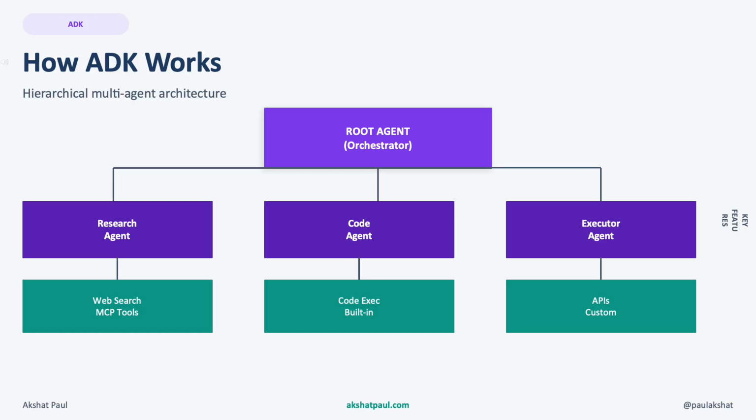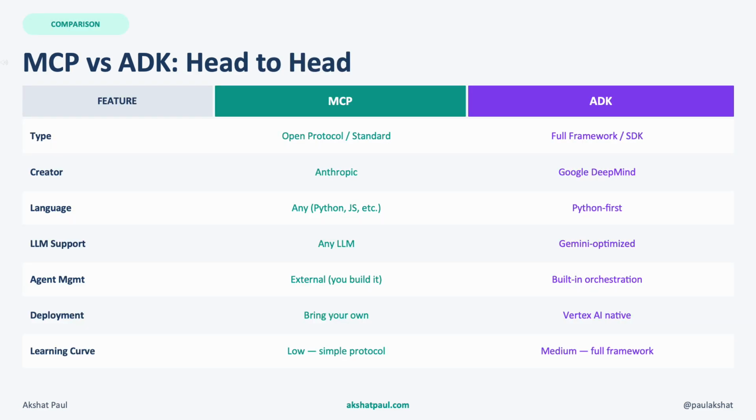So when you use ADK, you're not just defining how agents talk to tools, you're defining the entire agent system. The hierarchy, the workflow, the deployment. That's the fundamental difference from MCP. MCP is a protocol, ADK is a platform. Now let's put them head to head. Now let's put MCP and ADK side by side.